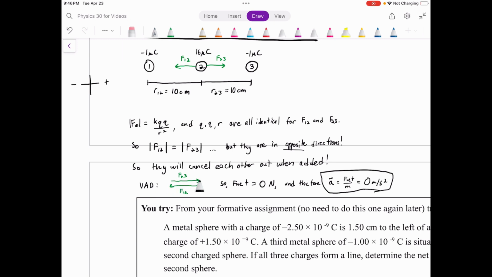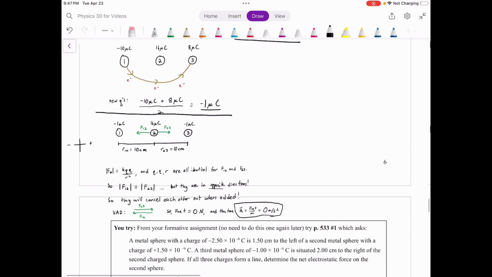However, force 3 is pulling object 2 to the right. Object 1 is pulling it to the left. So adding those up tip to tail, they perfectly cancel each other out. So our net force on charge 2 will be 0 newtons. And we know from physics 20, if the net force acting on something is 0 newtons, its acceleration is 0 meters per second squared. The equation backs us up there. If I put in a 0 as F net, of course I get a 0 as my acceleration, right? Just Newton's first law, okay?